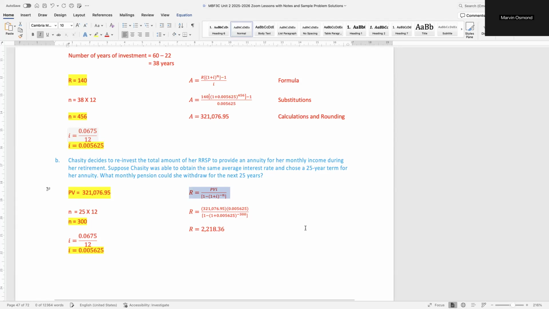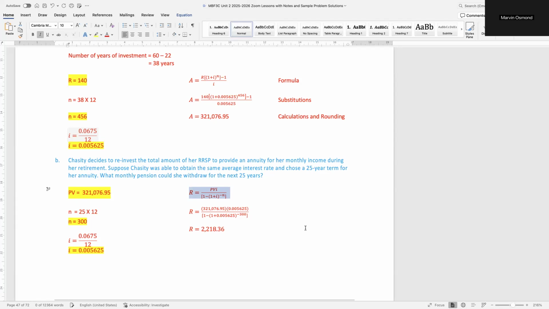So 2218.3576. If I round that to the nearest penny, it's going to be $2,218.36. So that's how much she can take out per month upon retirement. So for the 38 years that she was working and putting money into the account, she was only putting in $140 per month. Not a lot of money, but when she retires and she's going to take money out, she can actually take out over $2,000.